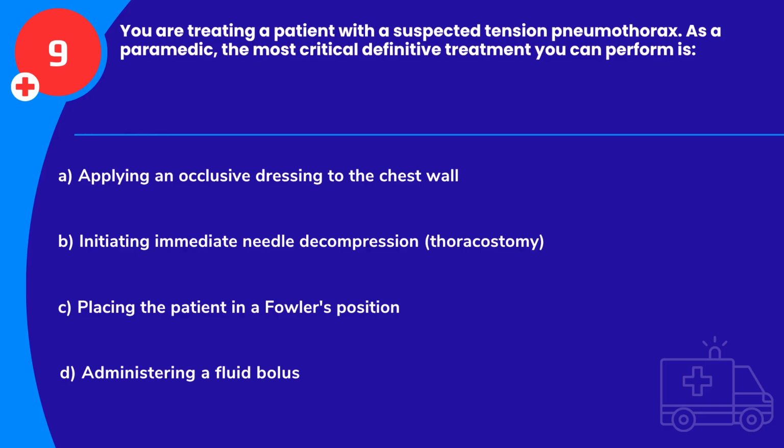Question 9. You are treating a patient with a suspected tension pneumothorax. As a paramedic, the most critical definitive treatment you can perform is: A. Applying an occlusive dressing to the chest wall. B. Initiating immediate needle decompression thoracostomy. C. Placing the patient in a Fowler's position. D. Administering a fluid bolus.